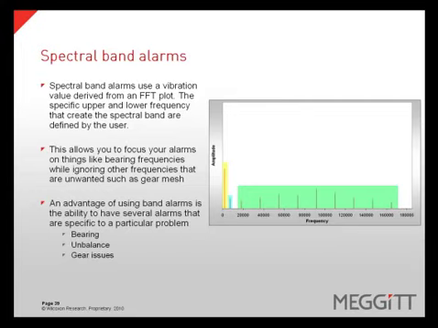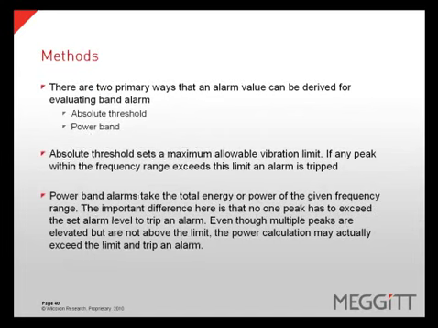This method allows for more focused alarms that can be specific to a particular type of fault, such as bearing frequencies, while ignoring other frequencies that could cause false alarms like gear mesh. One of the advantages of using spectral band alarms is the ability to have several alarms, each set for a specific type of fault. When calculating the spectral band levels, there are primarily 2 ways to go about it.